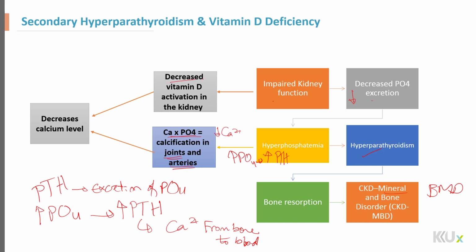And with decreased vitamin D activation, as we said, the kidney is responsible for converting vitamin D to the active form. And what is the function of vitamin D? Increase the absorption of calcium from the intestine. And if we don't have vitamin D, the calcium level decreases. So we have decreased calcium and there is bone resorption. All of these lead to chronic kidney disease mineral and bone disorder.